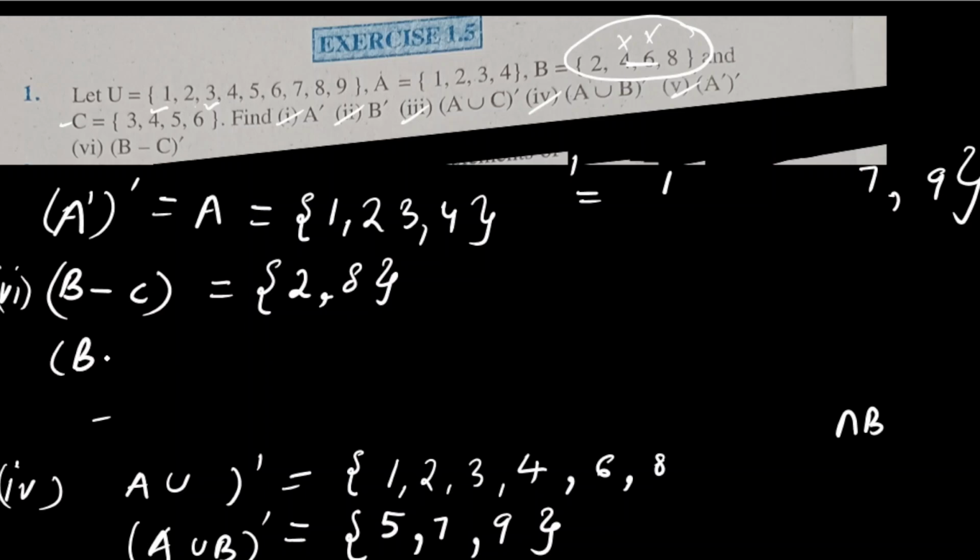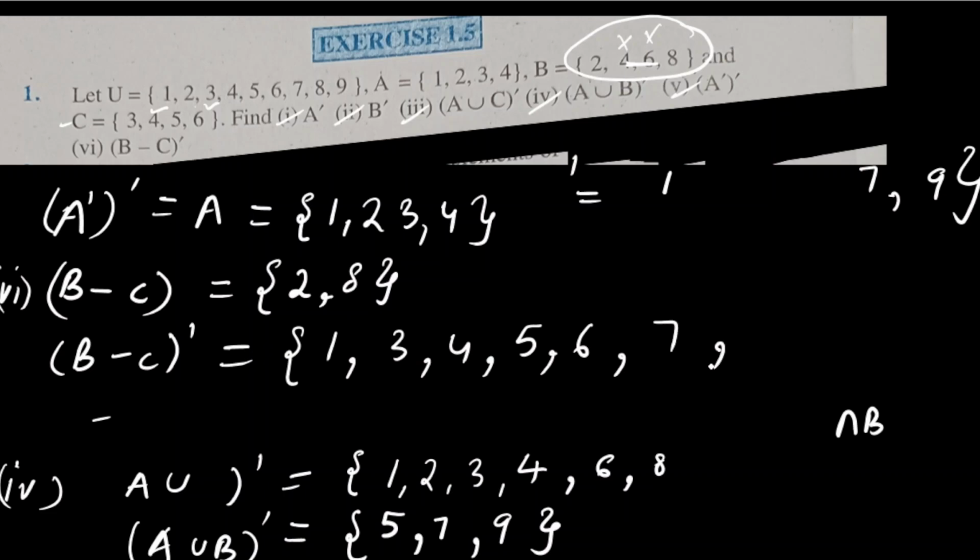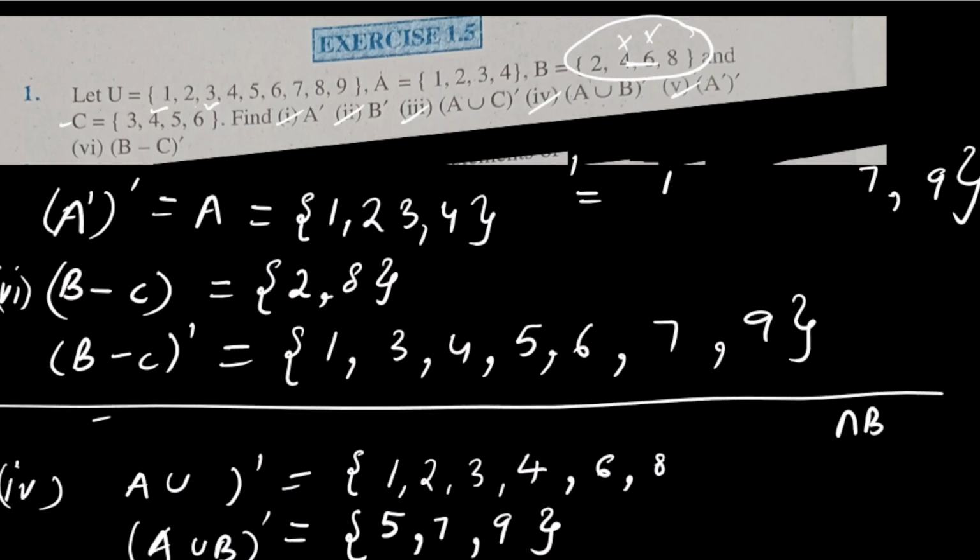So its complement I have to find. B minus C's complement means other than 2 and 8, all the elements will come from the universal set. So that means 1, 3, 4, 5, 6, 7 and 9 will be there, and 2 and 8 will not be there. So B minus C's complement is this. Other than 2 and 8, all the elements of the universal set we have to consider. So with this we have completed the first question.